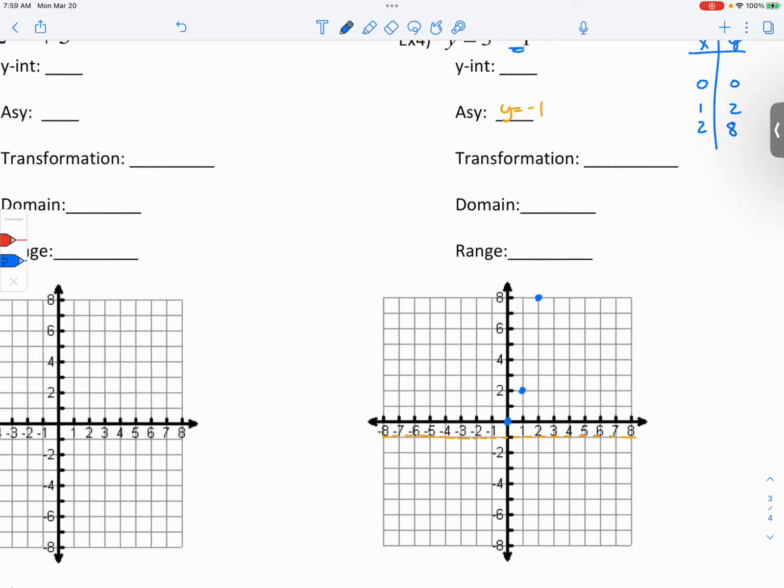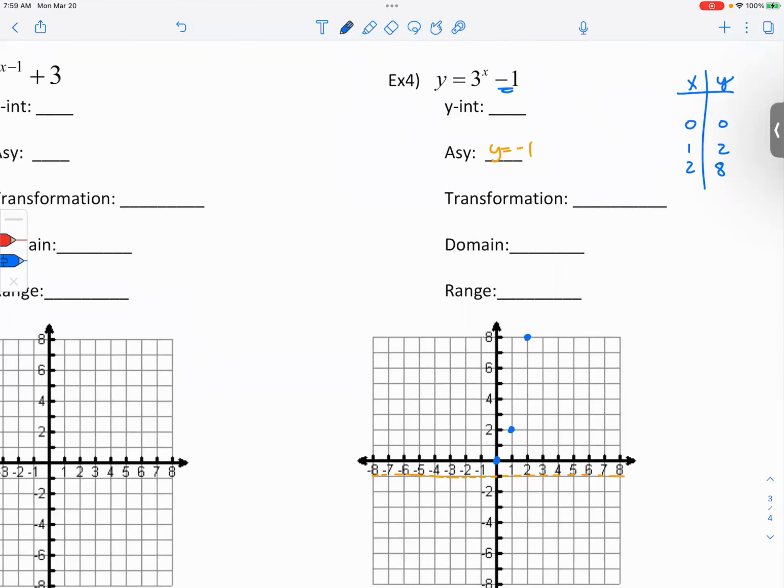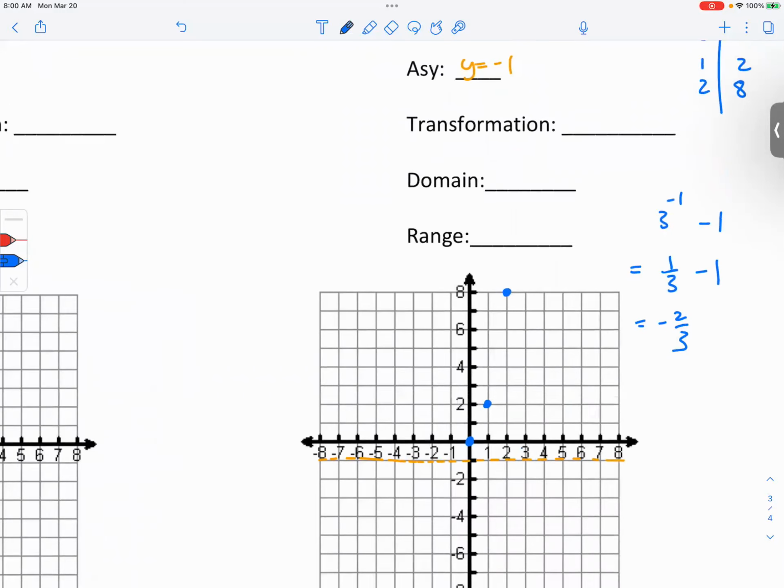Now you may come up with a negative x value, say x equals -1. So 3 to the -1 power minus 1, it's equal to 1/3 minus 1, which is -2/3. So you may put a point right here. But if you know where your horizontal asymptote is, you can pretty much make a graph that leans closer and closer to the asymptote. Okay.